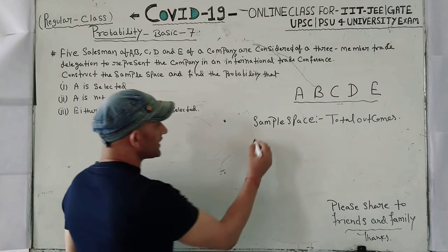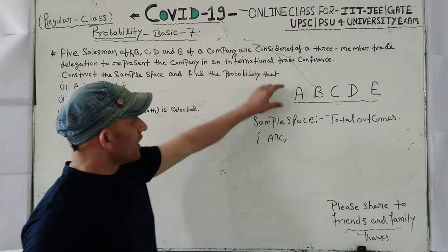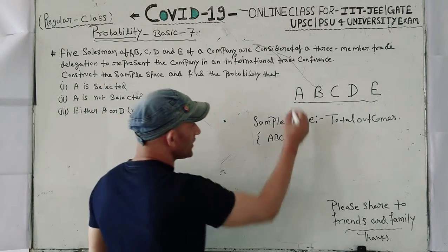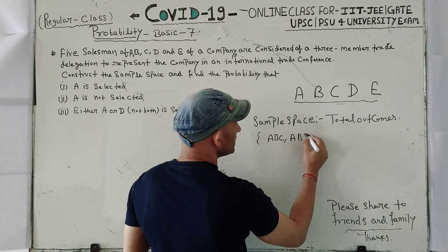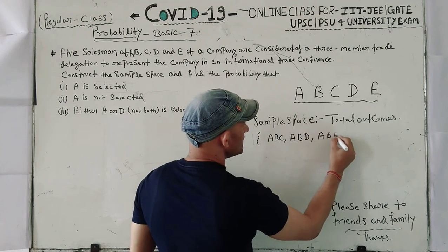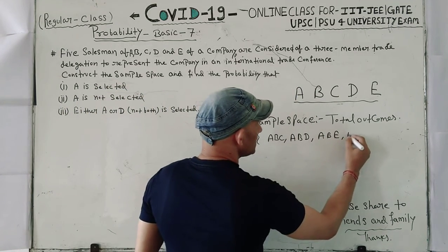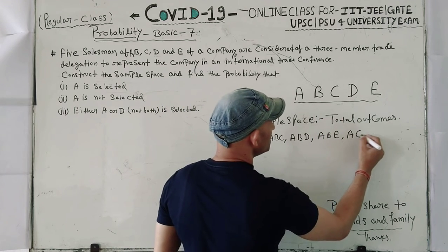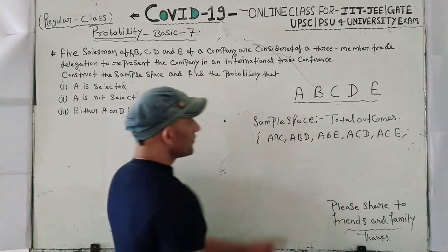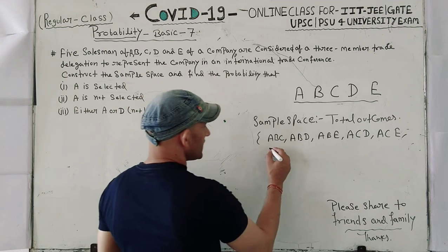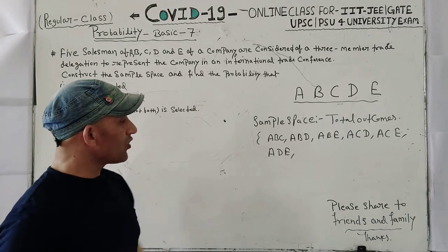So for the total outcomes, first you fix A. Then with A fixed, fix B: A, B, C, then A, B, D, then A, B, E. That is done. Now keep A and fix C: A, C, D, then A, C, E. Then we fix A, D, E. For the case of A, we have done all the cases.